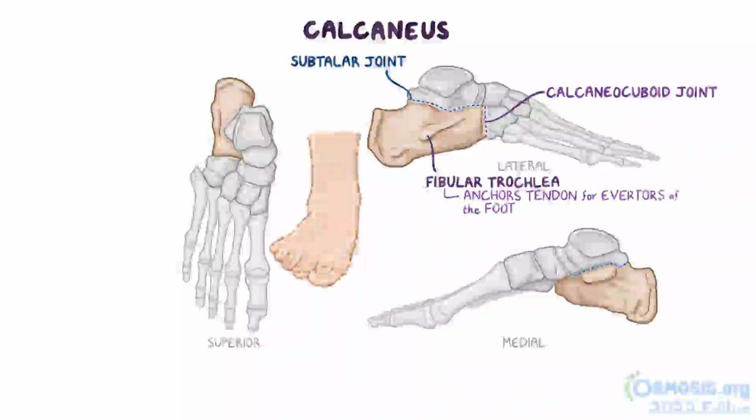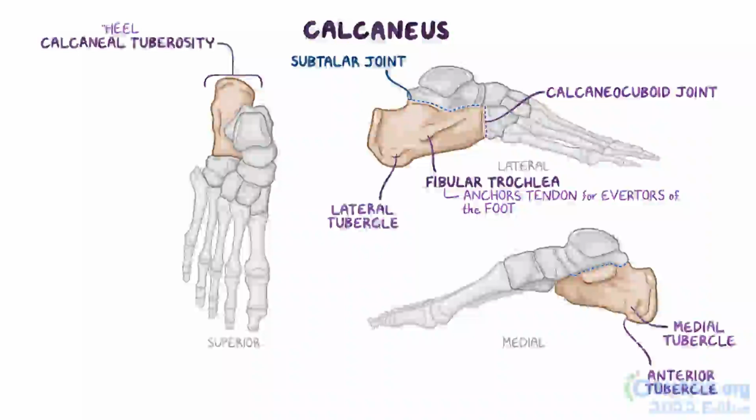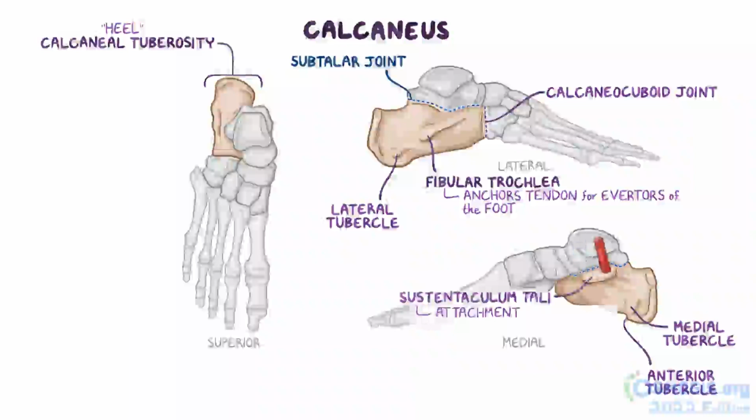There's also a weight-bearing landmark on the posterior-inferior part of the calcaneus called the calcaneal tuberosity, casually called the heel, which has medial, lateral, and anterior tubercles. And finally, projecting from the medial surface of the calcaneus, there's a shelf-like support for the head of the talus called the sustentaculum tali, which provides attachment not for books, but for ligaments and muscles.